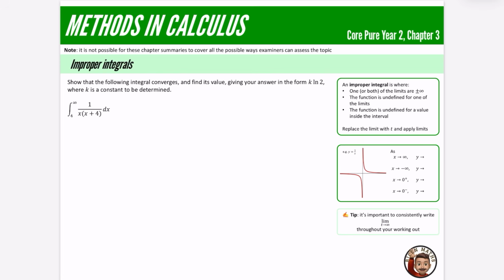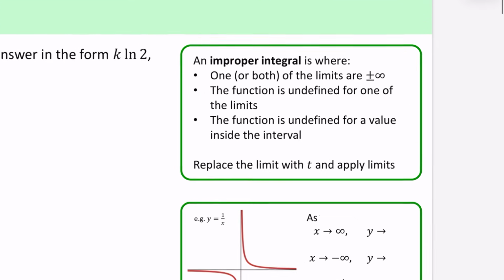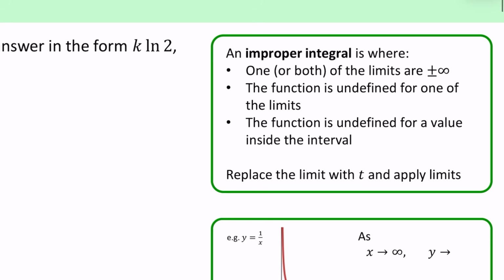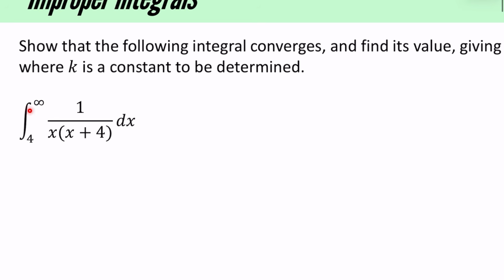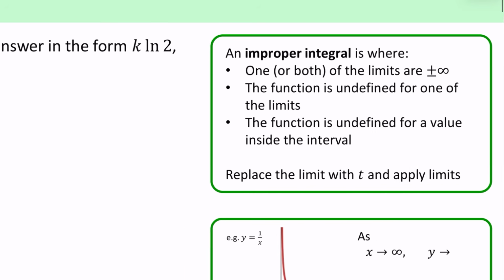So the first thing that we're going to deal with is improper integrals, and I've only picked one example for improper integrals, but there are plenty of ways that they can be asked about, so really do make sure that you dedicate enough time to each of these kinds of examples. So an improper integral is one where either one or both of the limits is positive or negative infinity. So you can see in this one here we've got a limit that's infinity, so it's an improper integral.